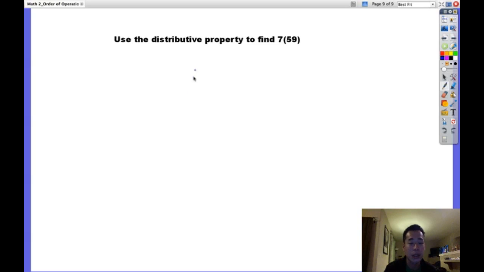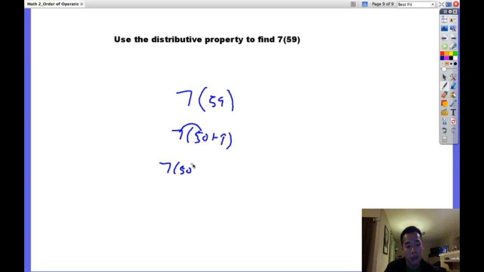Okay, so how can I quickly do this? Well, 7 times 59. 2 numbers that quickly come to my head for 59 are 50 plus 9. 50 plus 9 is the same as 59. So I'm going to multiply the 7 with the 50. I'm just going to go ahead and write it out for you. And then I'm going to drop my operator right here, plus, and then 7 times 9.